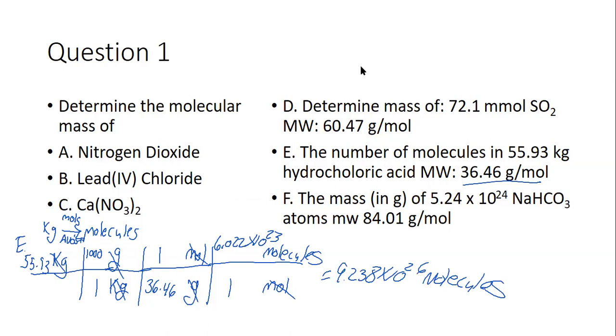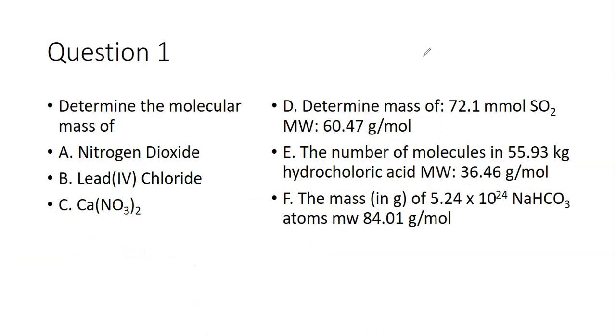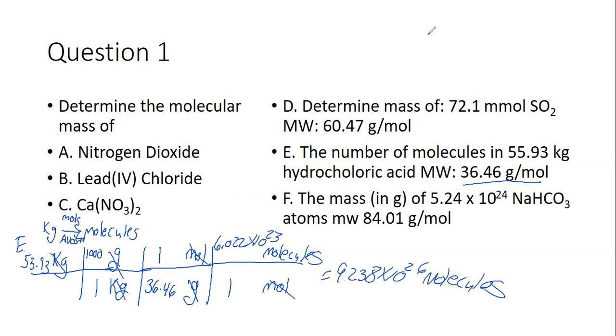Last thing we need to do is F. So let's do that really quickly. The mass in grams of 5.24 times 10 to the 24th NaHCO3 molecules with that molecular weight. F is the exact reverse of E. In E, we started in kilograms and we wanted to go to molecules. In F, we're starting in molecules and we want to go to grams. So same logic, but reversed.